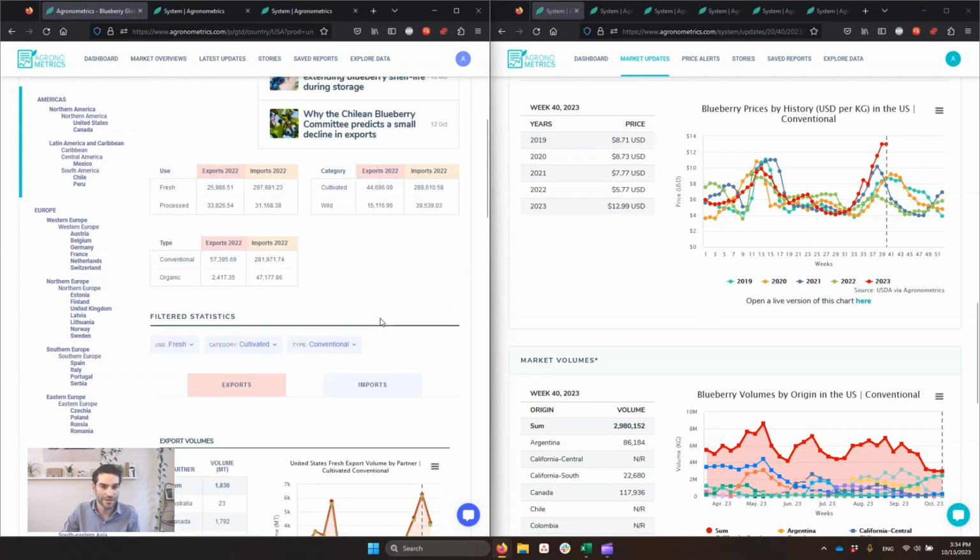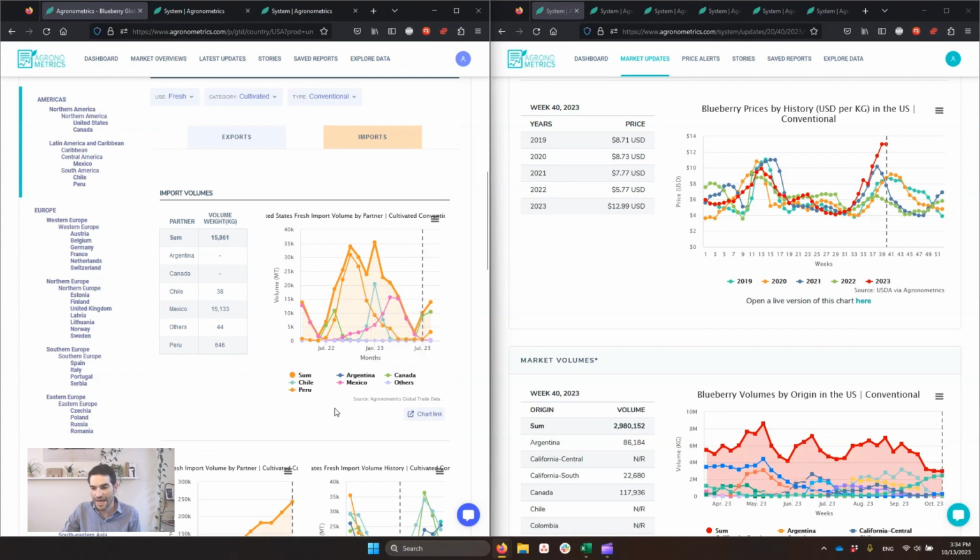And the last part is completeness. So we'll go back to imports. And we have to kind of play with the data a little bit to be able to better explain what we mean by completeness, or what I mean by completeness.